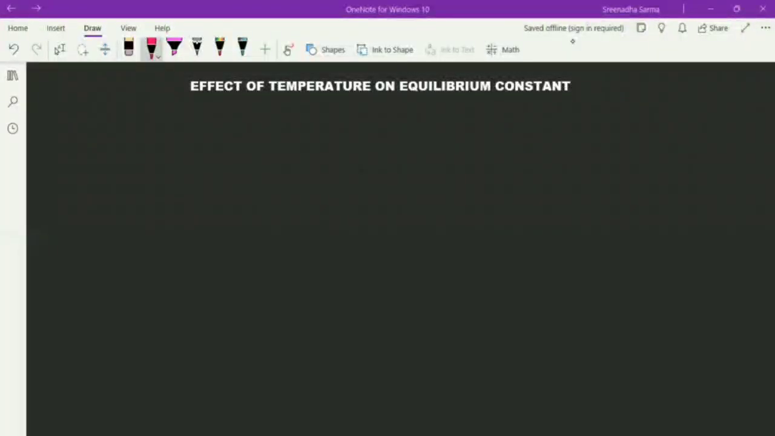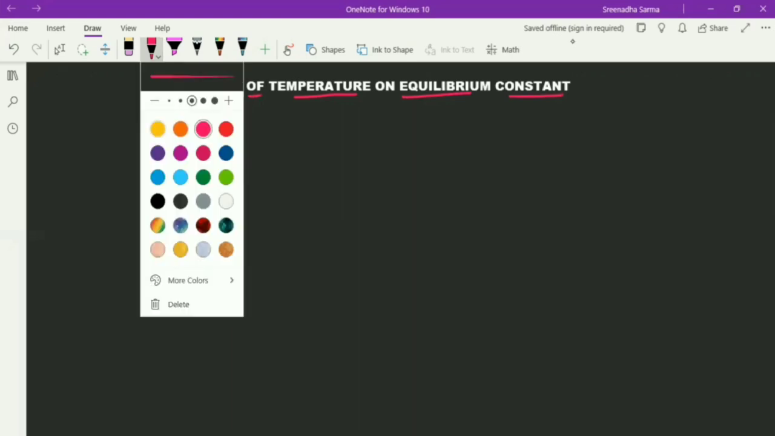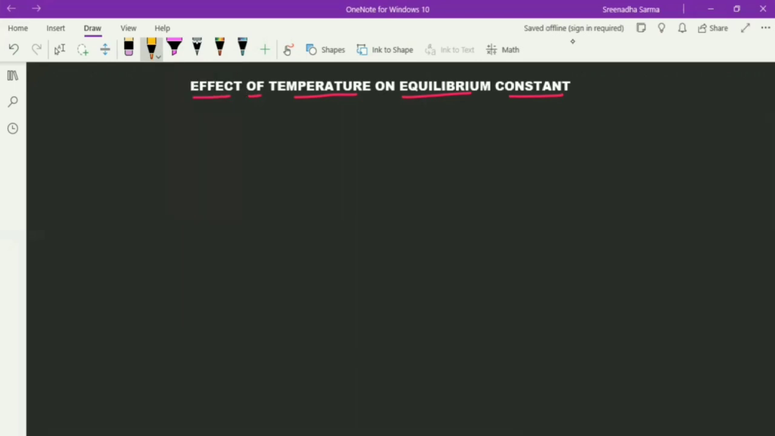Hello students, in this video we discuss the effect of temperature on equilibrium constant. The effect of temperature on equilibrium constant is explained based on the Van 't Hoff equation.